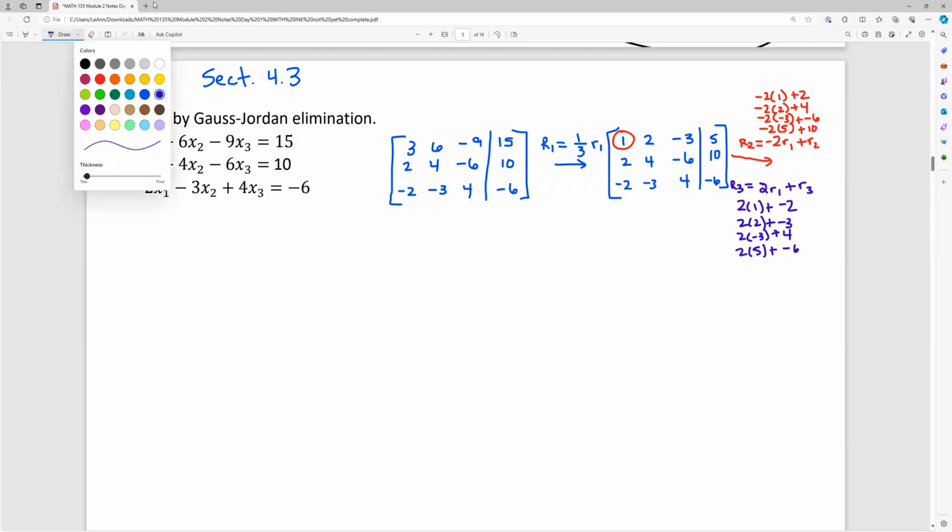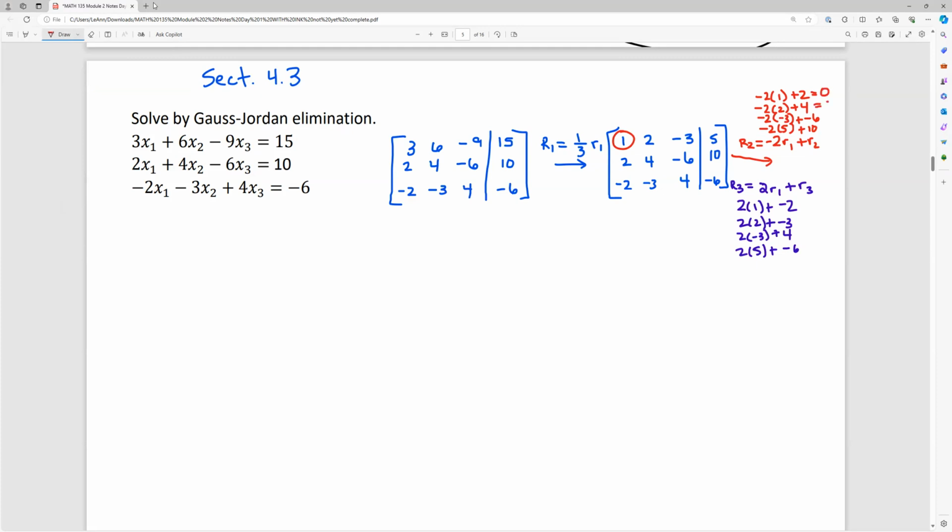Okay, so if we look at our top directions, we're going to get equal to 0. This will also be equal to 0 because we get -4 plus 4. This will be a +6 plus a -6, so that's also going to be 0. And this is going to be -10 plus 10, so that's also going to be 0. So row 2 is going to turn into a whole row of zeros.